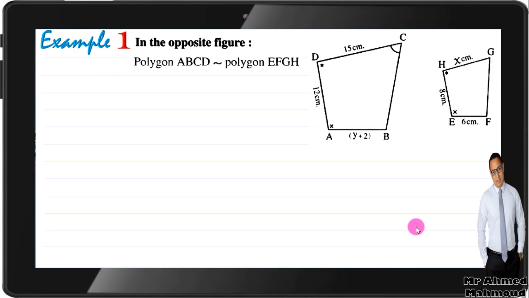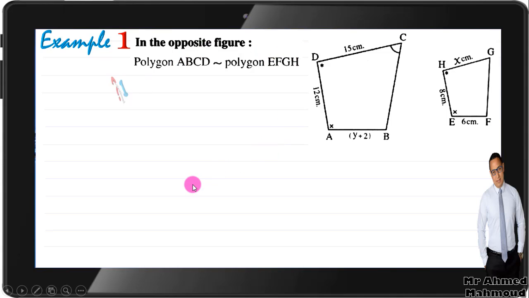Okay, in this example, ABCD is similar to EFGH. This is a given, so I'm going to use this given to find the missing parts. As I said before, since the two polygons are similar, we have already two conditions satisfied. Angles A and E are equal, B and F are equal, C and G are equal, D and H are equal. And AB over EF equals BC over FG equals CD over GH equals AD over EH. This is a constant ratio.